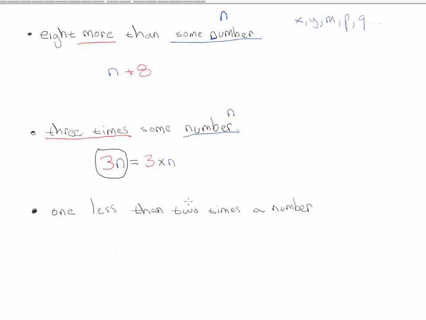Okay, and the last one, again, we've got a number, so I'm going to use n for this part right here, some number or a number. But what are the conditions? We've got 1 less than 2 times. So let's write that number n, and then let's put some stuff around it that'll make this true. 1 less than 2 times, well, I'm going to show 1 less by taking 1 away from n, but it's not just n, it's 2 times n. So I've got 1 less than 2 times n, 3 times n, and 8 more than some number n.